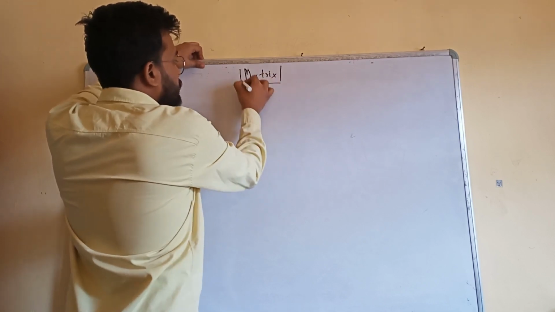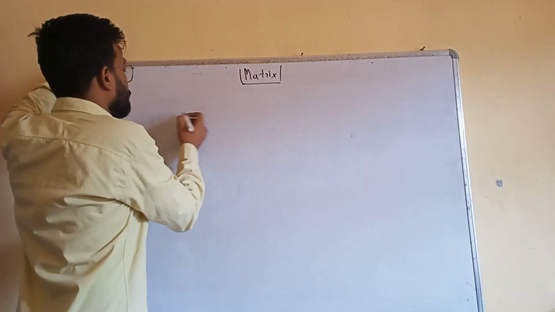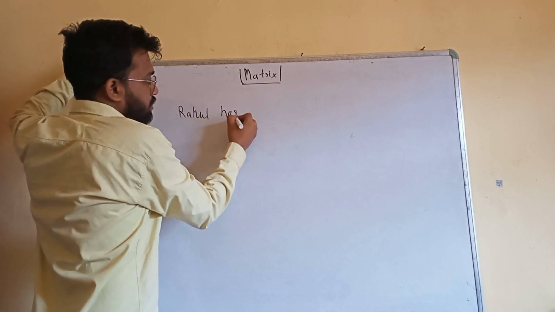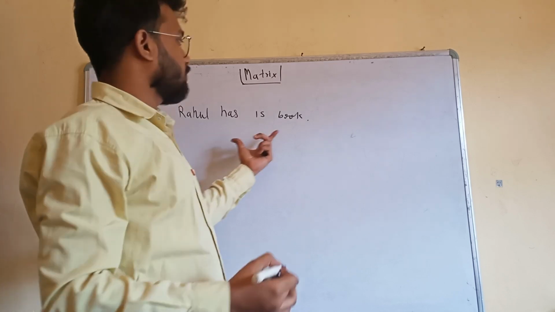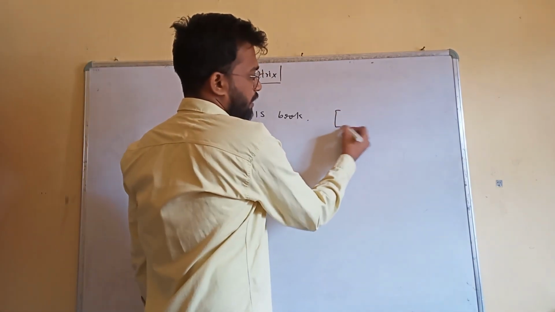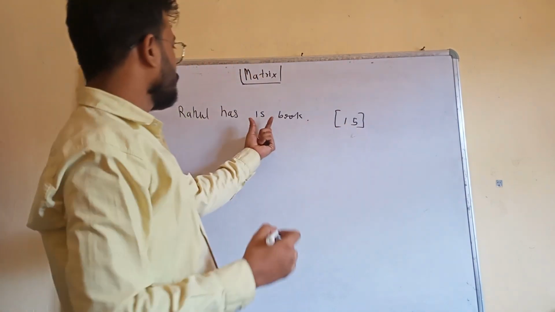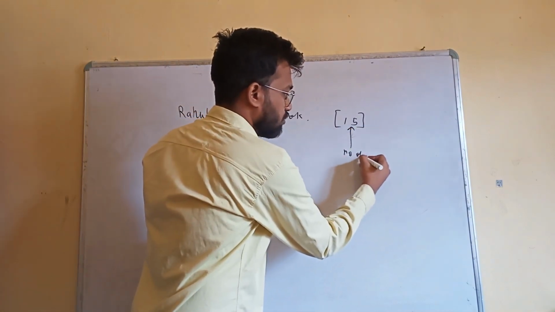So let's first understand what the matrix is. For that, let's suppose Rahul has 15 books. How are we going to represent this in the form of a matrix? Rahul has 15 books, so we will be writing like this. In a rectangular bracket we will write this value, this 15, which represents the number of books.